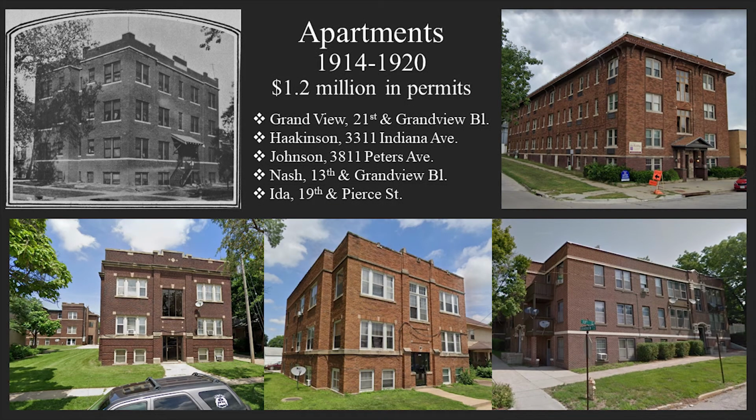Speaking of apartments, between 1914 and 1920, $1.2 million worth of building permits were issued. They include some of the images you see here, including in the upper left, the Grandview apartments. Below that, the Hawkinson apartments. Bottom center, the Johnson apartments. On the bottom right is the Nash, and on the top right are the Ida apartments at 19th and Pierce Streets.